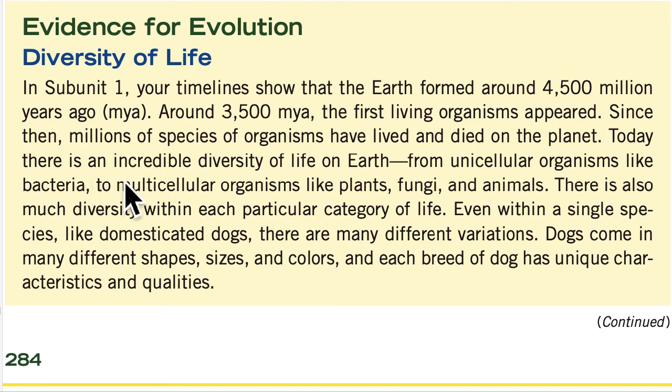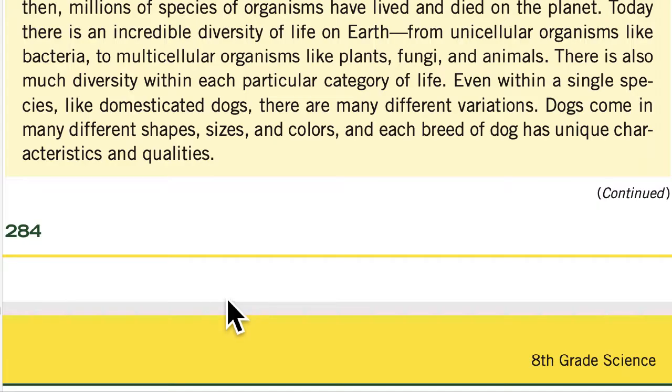Today, there is an incredible diversity of life on Earth, from unicellular organisms like bacteria to multicellular organisms like plants, fungi, and animals. There is also much diversity within each particular category of life. Even within a single species, like domesticated dogs, there are many different variations. Dogs come in many different shapes, sizes, and colors, and each breed of dog has unique characteristics and qualities.